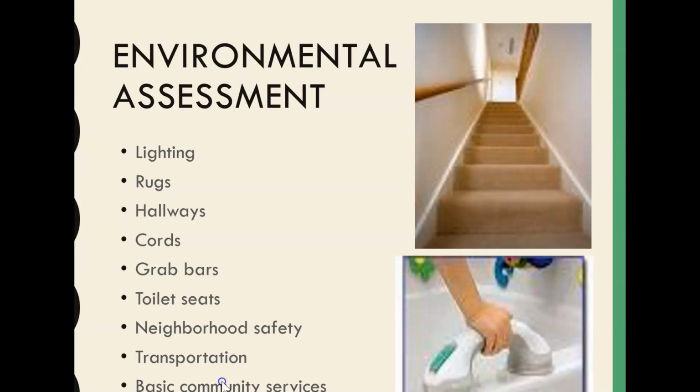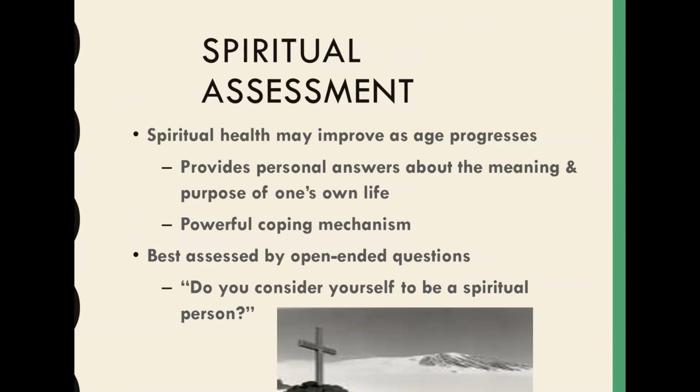Always do an environmental assessment. Make sure that there's proper lighting. Get rid of unnecessary rugs that they could trip on. Look at the hallways. Get rid of cords. Make sure that they can get grab bars installed appropriately. Sometimes they may need raised toilet seats. Make sure that you have people in the neighborhood that know about them that you can rely on. Make sure they're getting proper transportation, and hook them up with the basic community things they need.